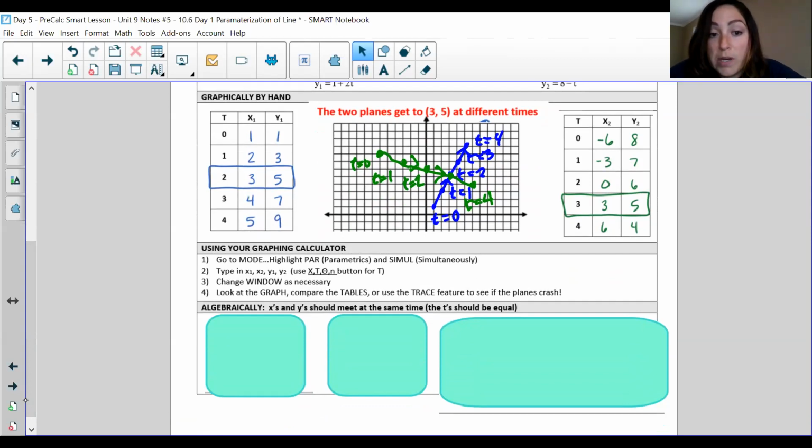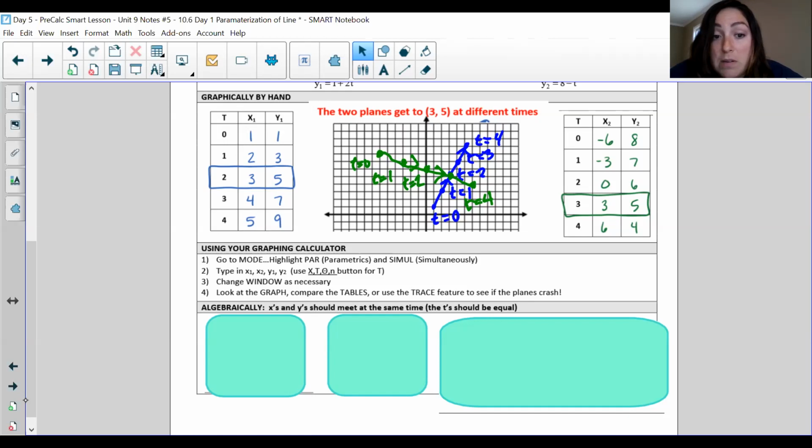Go to mode and then change. Right now, you should have function. We're going to change that to parametric. And simultaneous means that it's going to graph both equations at the exact same time.